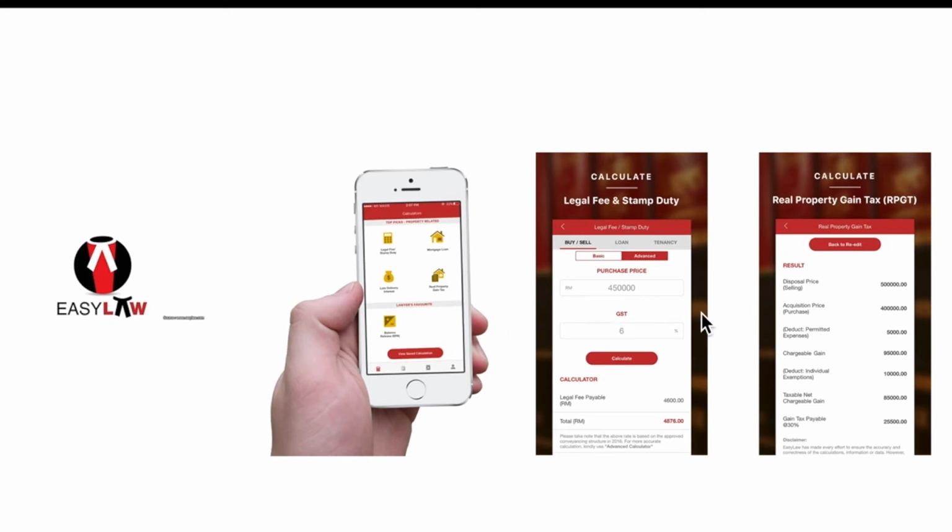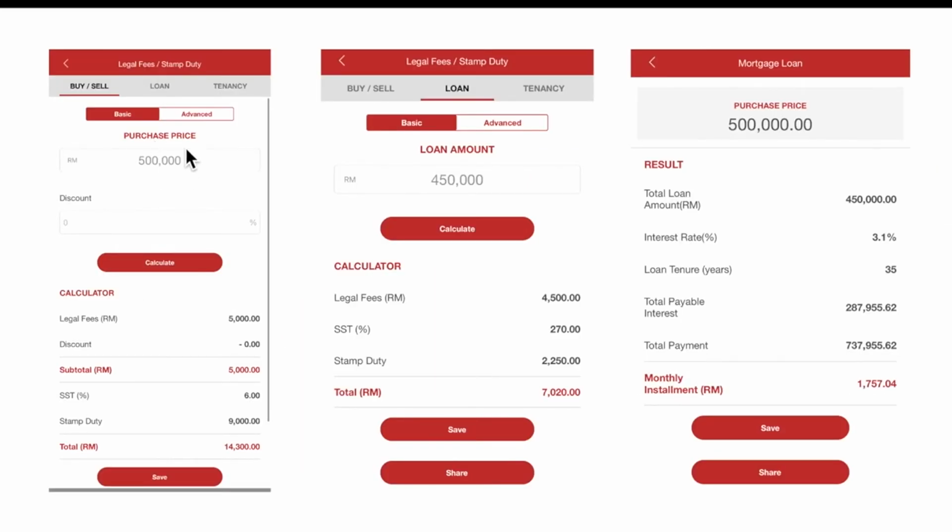So you can see, for example 500,000, you go to legal fees and click on buy and sell. So you just put in the purchase price 500,000. So if the lawyer gives you a legal fee 50% discount, it will be reflected here. I just keep it 0 first. So this one is only applied to legal fees. The stamp duty cannot be discounted. Okay, that one is paid to the tax department.